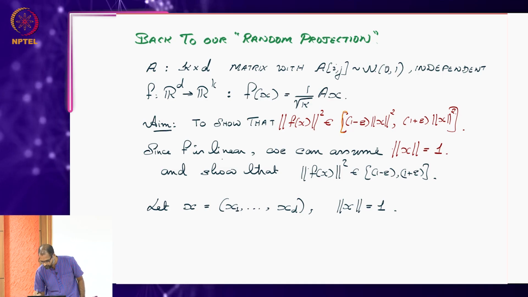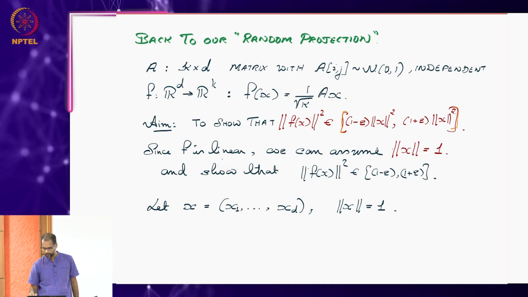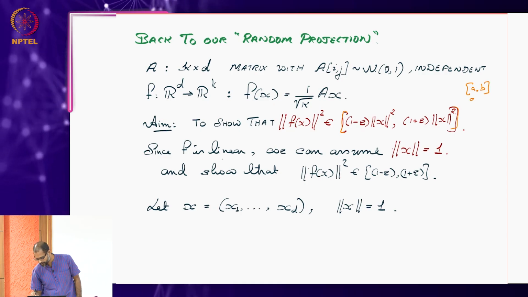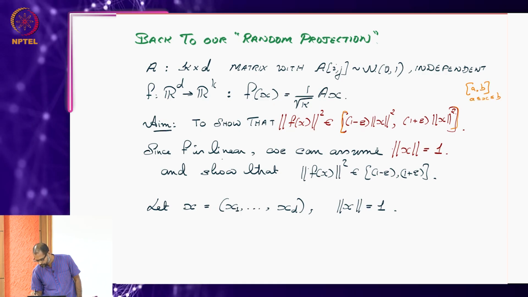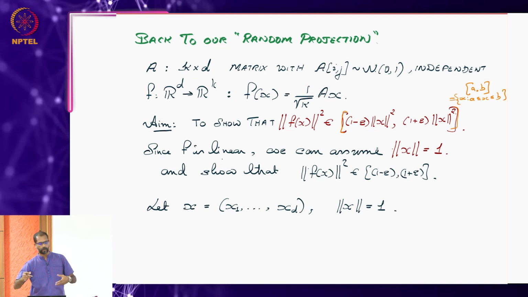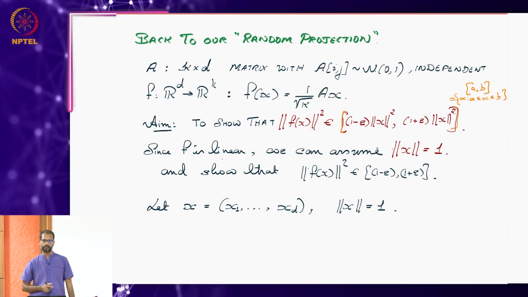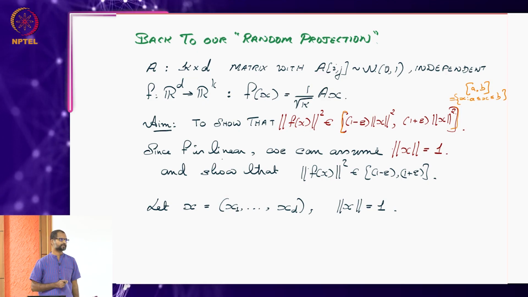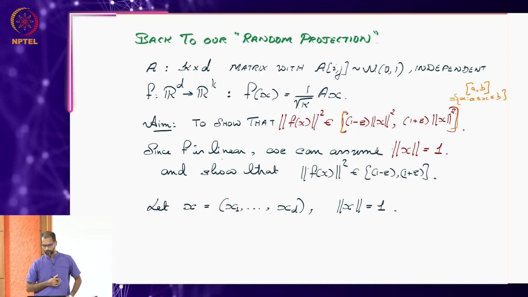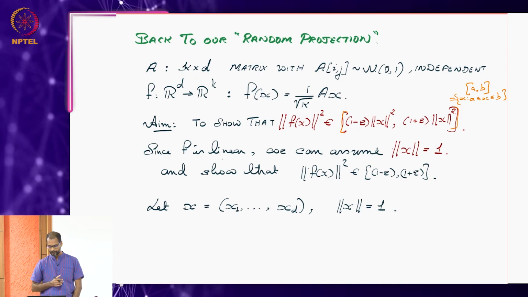What I have written with this square bracket is the interval, like we write the interval [a, b] of real numbers, all numbers x which are between a and b. We want the length squared of the mapping to be within this interval, 1 plus or minus epsilon multiplicatively away from the original length. That is our aim.